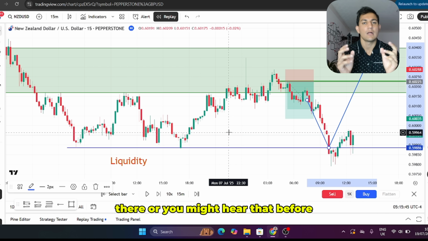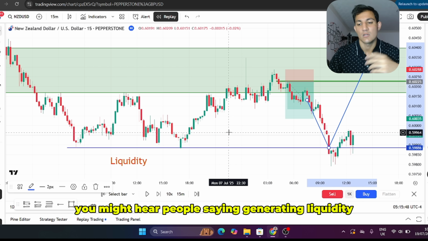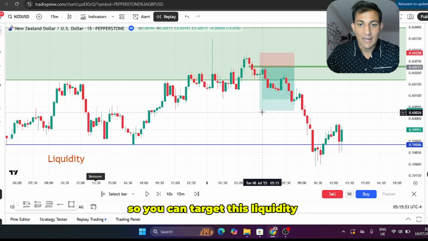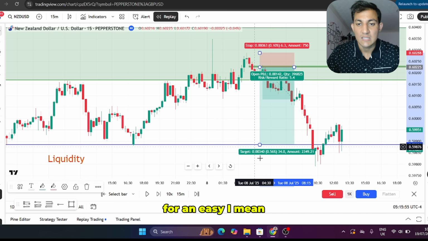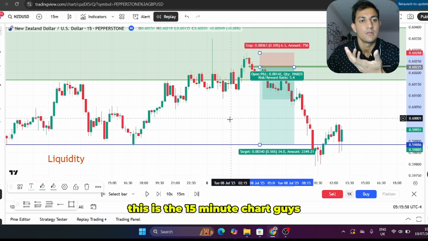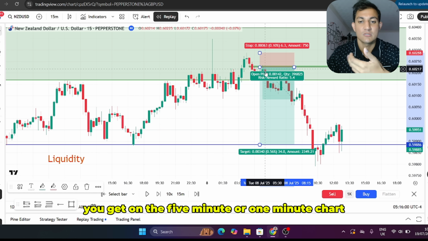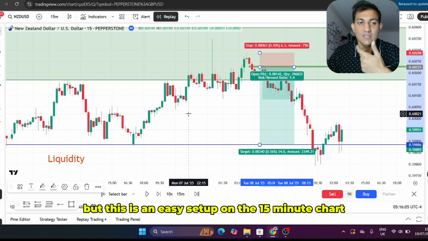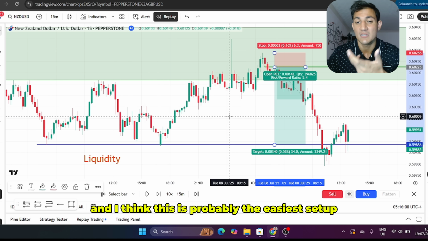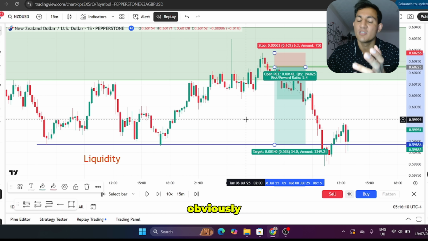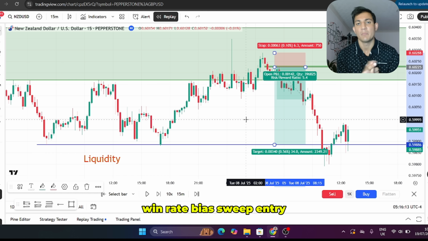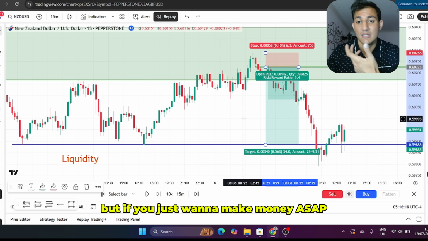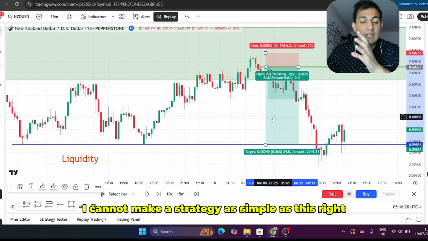You might hear people saying generating liquidity. Really the exact same thing. So you can target this liquidity for an easy win. I mean, this is the 15-minute chart, guys. You get on the 5-minute or 1-minute chart, you can get an even tighter stop loss with an even bigger risk to reward ratio. But this is an easy setup on the 15-minute chart, and I think this is probably the easiest setup in all of trading. Obviously, if you want the highest win rate, bias, sweep, entry, liquidity sweeps, that's what you want to be looking for. But if you just want to make money ASAP, I cannot make a strategy as simple as this.